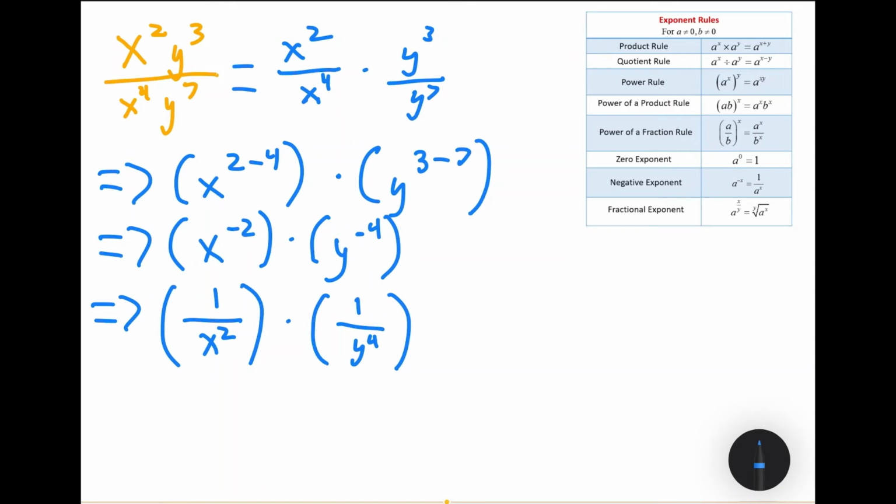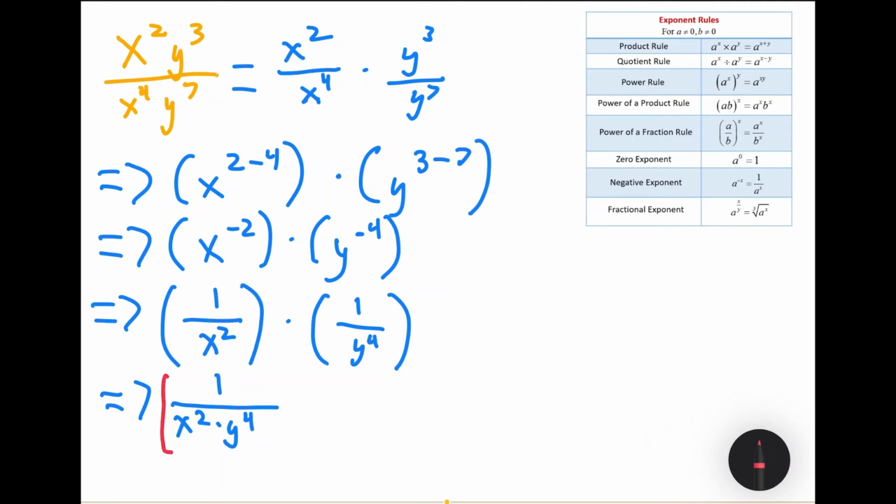Now, again, if you're familiar with your rules of fractions, just the same way I split my fraction up at the top, I can now bring it back together as one fraction. And that's because if you're multiplying fractions, you can multiply straight across. And so 1 over x squared times 1 over y to the 4th power turns into 1 over x squared times y to the 4th power. And that's your answer.